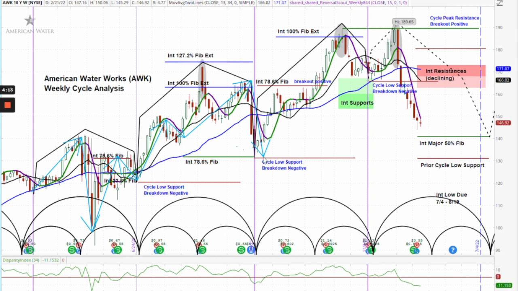Now let's focus in on these past few cycles and talk about a couple important aspects of cycle analysis: configuration and translation. Cycle configuration can be positive or negative. A positively configured cycle is one that ends higher in price than where it began. These two cycles are positively configured.